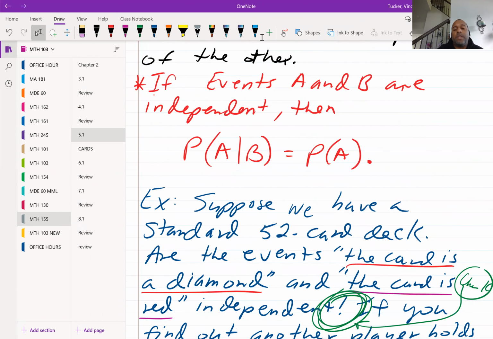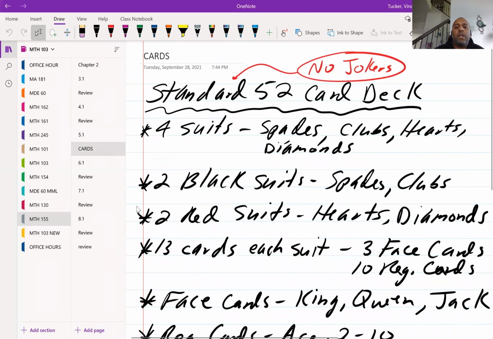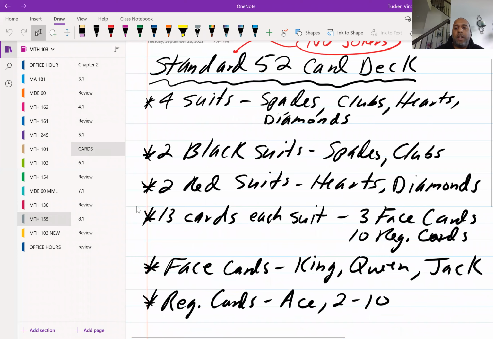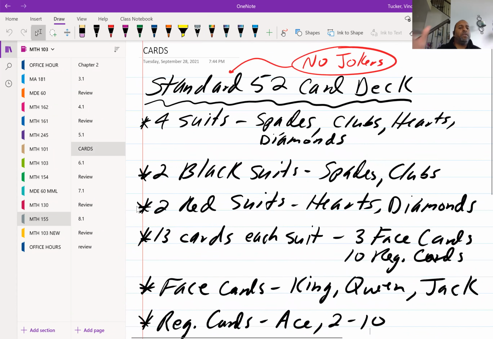Trying to think, is this the first time we've done cards? Just making sure. So before we get into this next example, I'm not sure if I did this for you guys, but I just want to be sure. So, a standard 52 card deck. Standard 52 cards means no jokers.